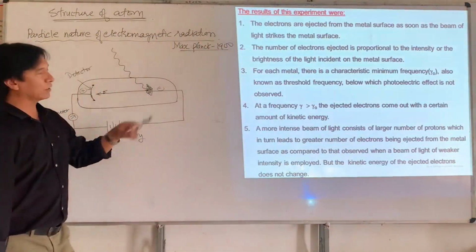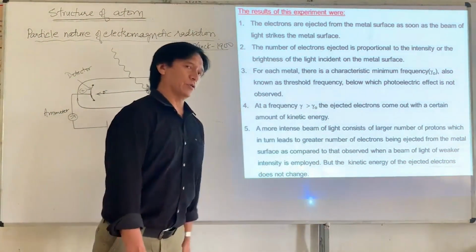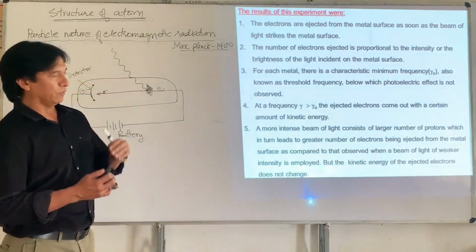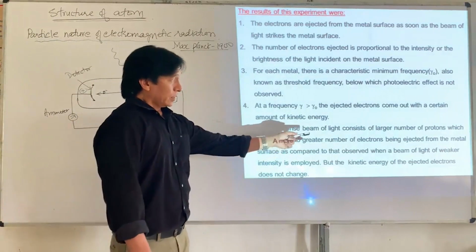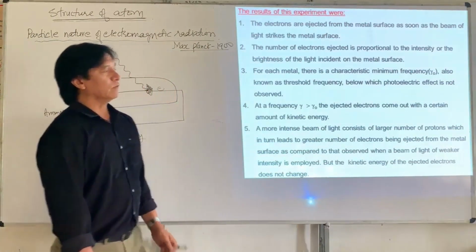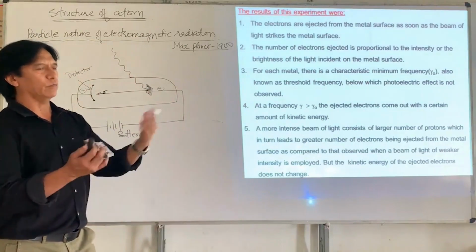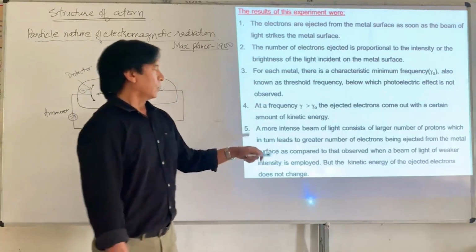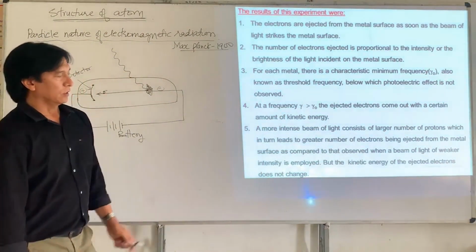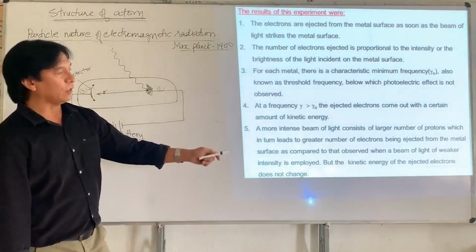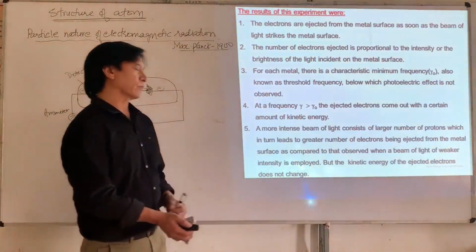And let's see the calculation part of it now. When it says a more intense beam of light, that is, if the light is of greater intensity, then it will consist of a larger number of photons. So if you have a light of high intensity, it's going to have more photons, which in turn leads to a greater number of electrons being ejected from the metal surface, as compared to that observed when a beam of light of weaker intensity is employed.